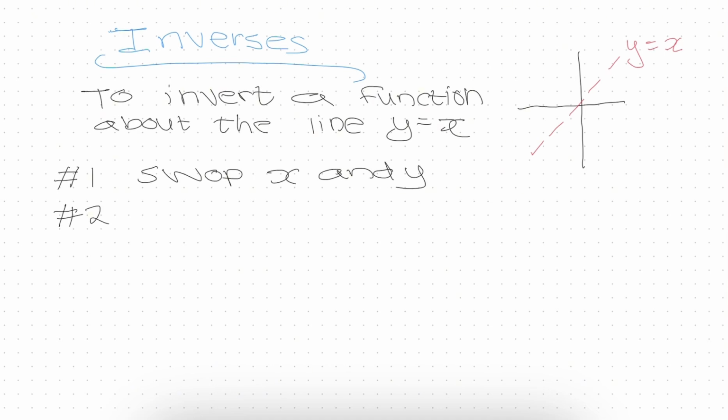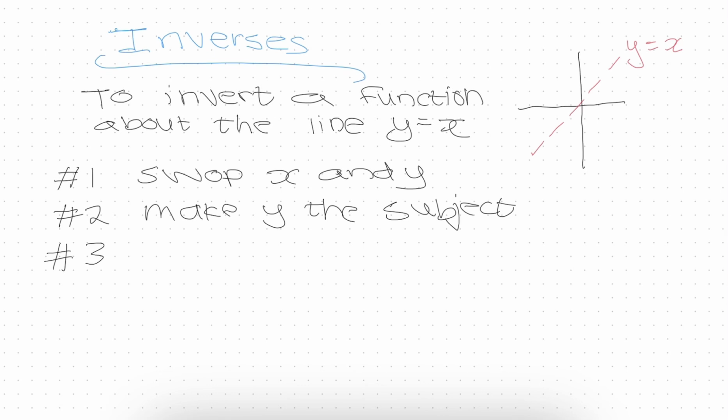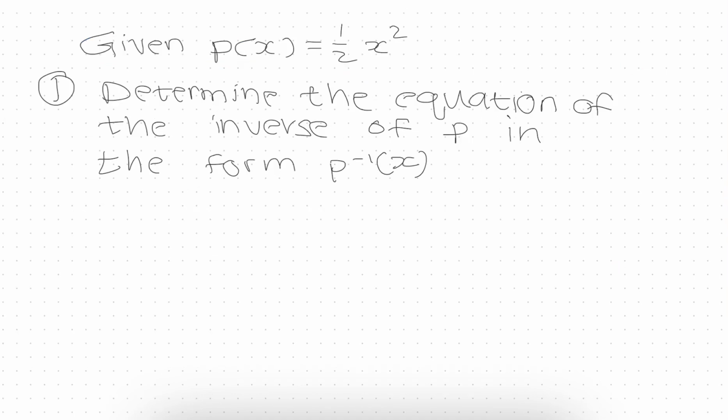Step 1. One needs to swap the x and y variables. Step number 2. Now that the variables are swapped, you need to make y the subject of the formula again. And for the final step, step 3, you now need to write your function in the correct structure. That is, as y is equal to, or written as the inverse structure, f to the negative 1 of x is equal to. This will be specified in a question.